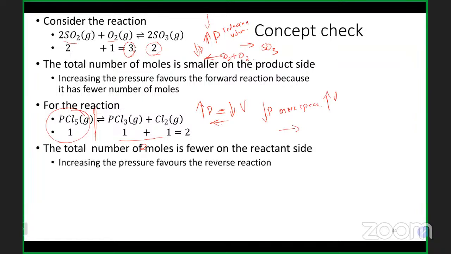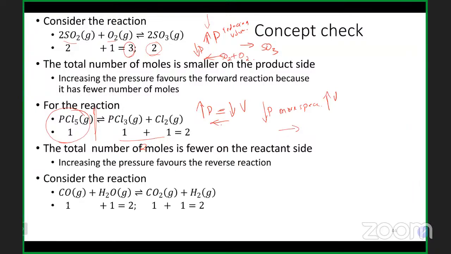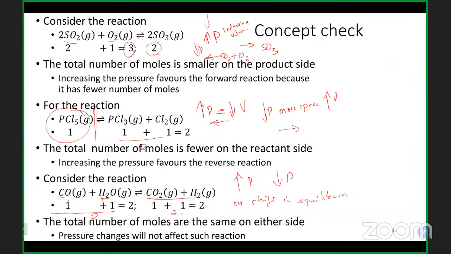As the last example, CO2 plus H2, I think this is called the Bosch process or the reverse Bosch process anyway. Giving CO plus H2O, so we're looking at how many moles? 1 plus 1, that's a total of 2. Here it's also a total of 2. So if you increase pressure or reduce pressure, no shift in equilibrium is observed. Why? Because you have the same total number of moles on both the reactant and the product side.